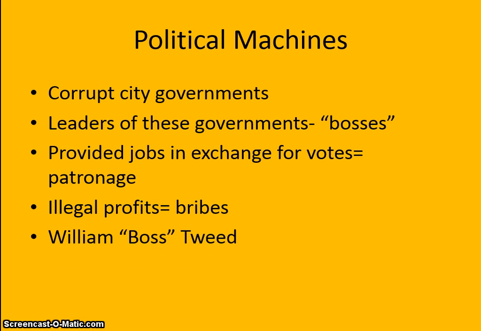Now, one of the biggest political bosses is going to be William Boss Tweed, alright? And he was the leader of Tammany Hall in New York City, okay? Political machine, Tammany Hall in New York City. The political boss was William Boss Tweed, one of the most corrupt political bosses at the time.